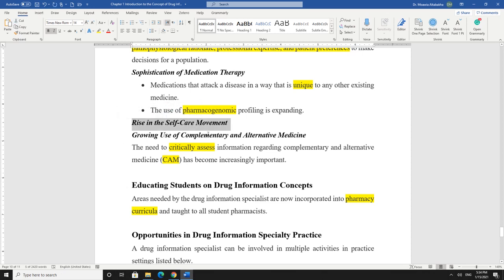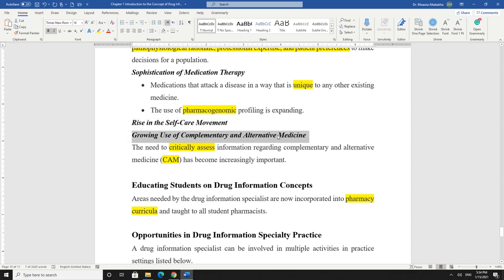Another thing which promoted the pharmacist role in drug information is the rise in the self-care movement. What does the rise in the self-care movement mean? As I told you, now each one looks for the medication and his condition on the internet, and they start trying by themselves. It's very possible that they will consult the pharmacist regarding medication information.